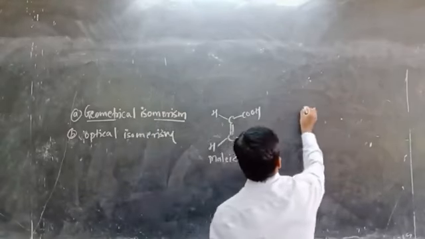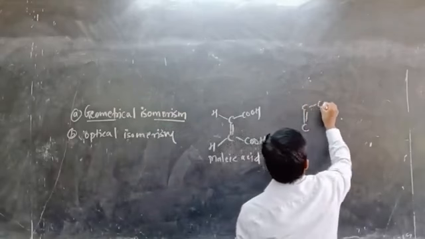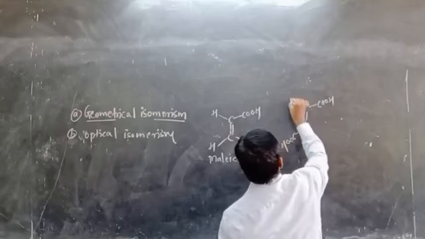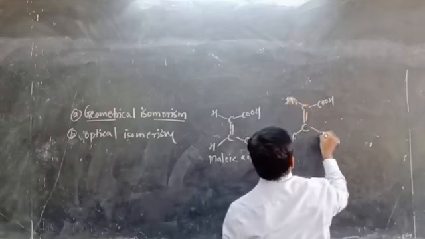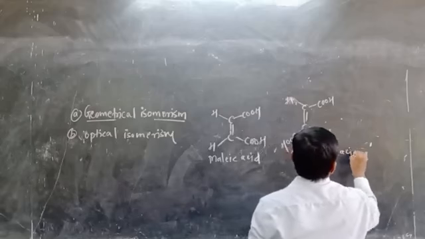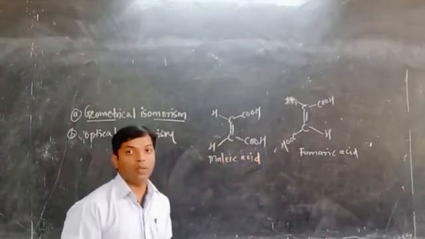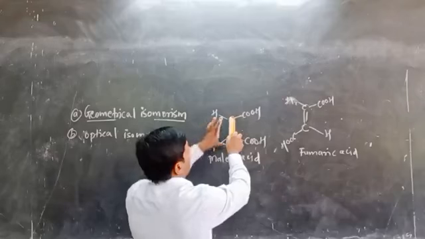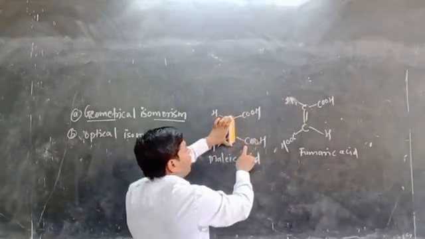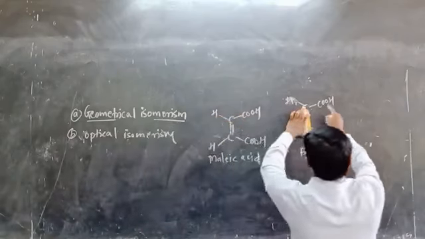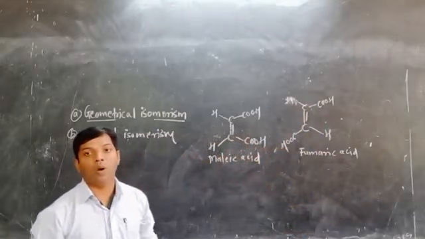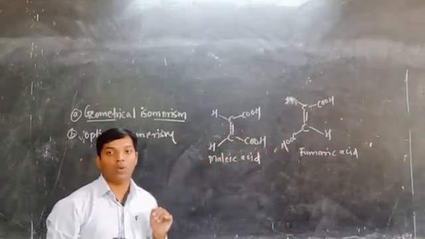Its isomer I will write as C double bond C. Here I will write the COOH, but I want to change the position of the COOH. Here I write H, and here also I write H. This is called fumaric acid. This is called geometrical isomerism. See here, this is the carbon-carbon double bond. If I look at one side of the carbon-carbon double bond, a COOH group is there, and here also a COOH group is there. But in this case, the COOH group is attached on the opposite side of the carbon-carbon double bond. So this is called geometrical isomerism.